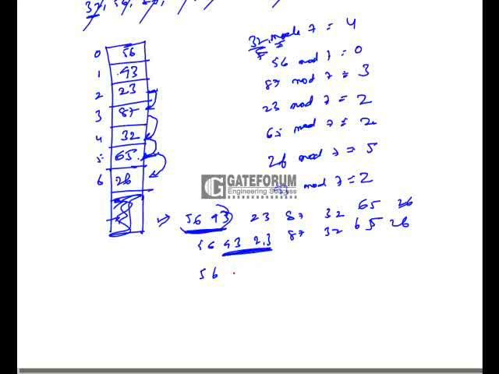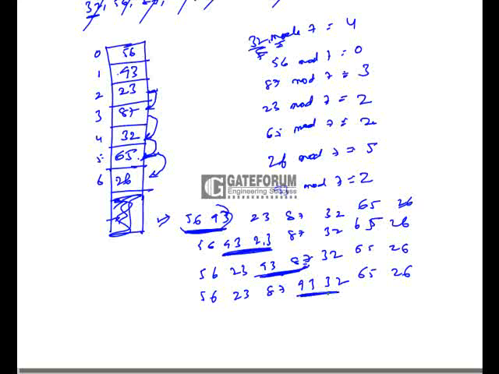So the contents would be 56, 23, 93, then 87, 32, 65, 26. Now these two are compared, and as 93 is greater than 87, these two are interchanged. Now the contents will be 56, 23, 87, 93, 32, 65 and 26. Now these two elements will be compared. As 32 is less than 93, these two are interchanged, giving 87, 32, 93, 65 and 26.